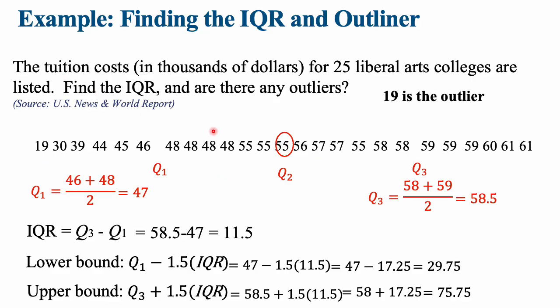Let's explain one more time, guys. You have this data set. Find the IQR, Q3 minus Q1. Then you find the lower bound and upper bound. Look for data values: is there a data value less than the lower bound, or a data value greater than the upper bound? If there is, that's the outlier.